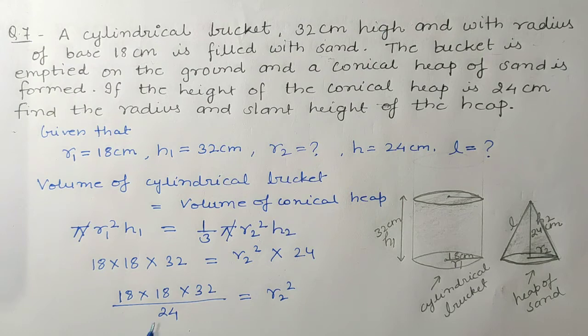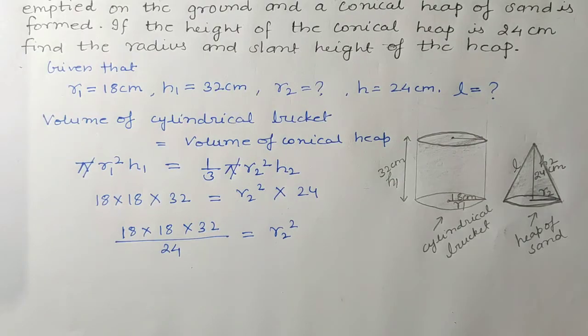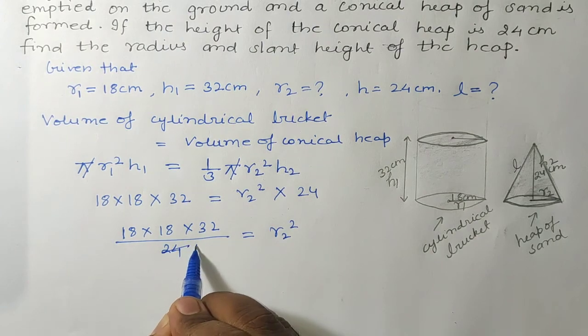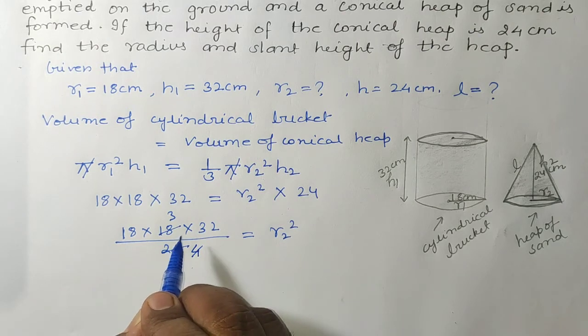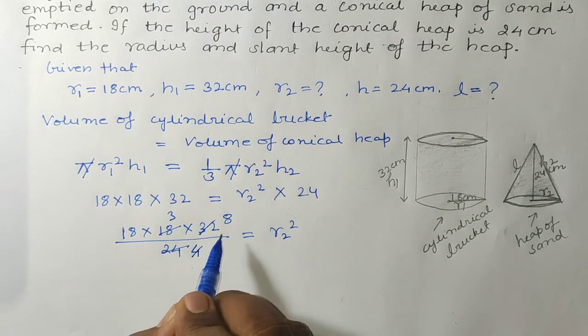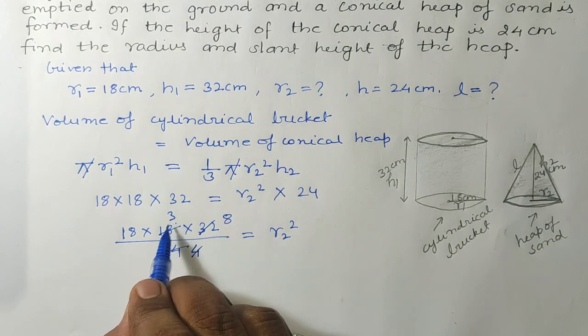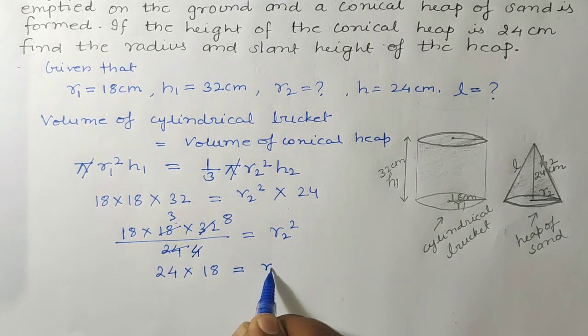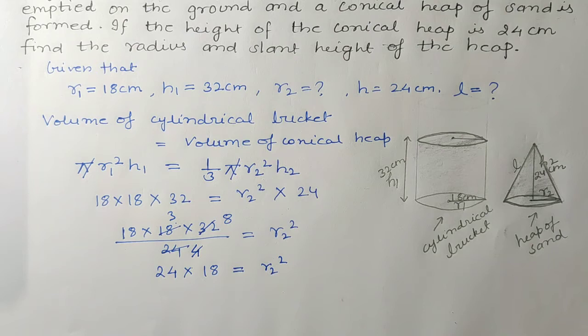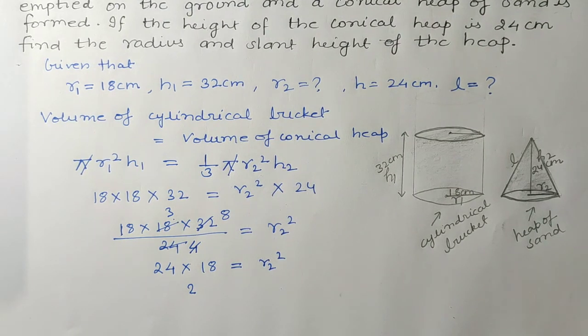Okay, now see, if we cancel it out, what it will be, 6 4s are 24 and 6 3s are 18. Okay, and here 4 8s are 32. Okay, so what will be the answer? 8 3s are 24 into 18. Okay, 24 into 18 is equal to R2 square. Okay students, when you will solve, 18 4s are 72, so it will be 2, and 18 2s are 36, 36 and 7, 43. Okay, it is R2 square.